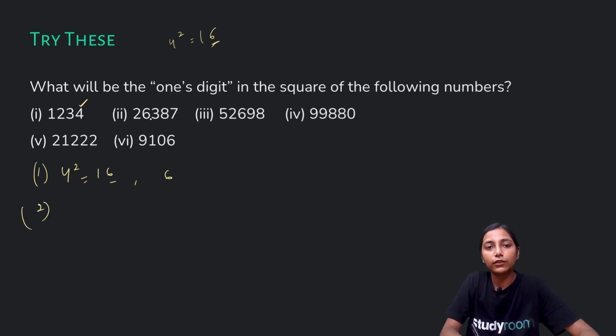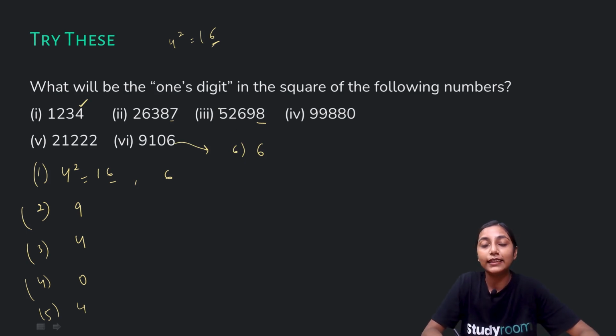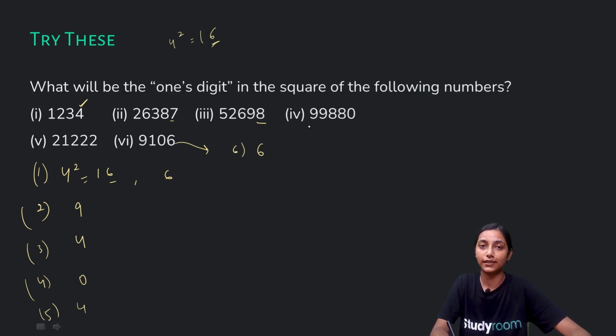Similarly, you can find for this number 7: 7 square is 49, so the number at the units place will be 9. Here it ends with 8, 8 square is 64, so the number at the units place will be 4. Again, 0, the number will be 0 at the units place. For the fifth number it is 2, 2 square is 4, so the number will be 4, and for the last one, 6 square is 36, so the number will be 6. This is how you can find the digit at the ones place or the units place in the square of these numbers. You just need to find the square of the last digit present in these numbers.